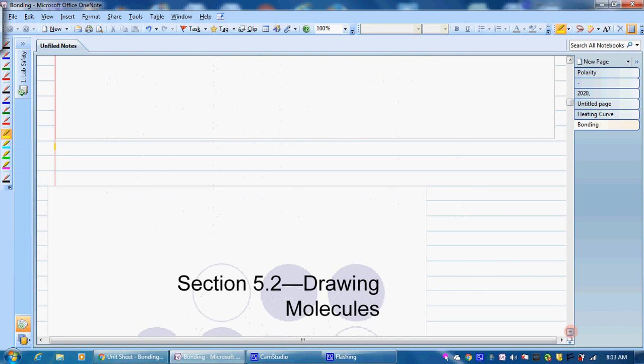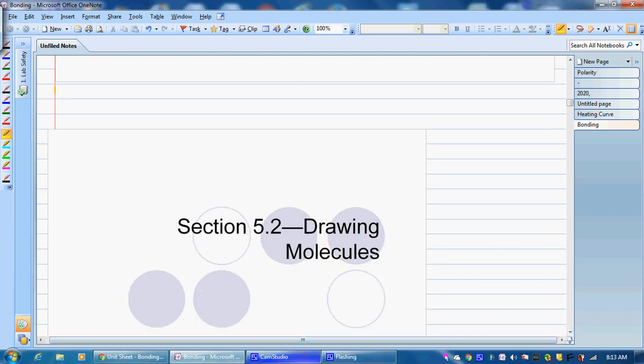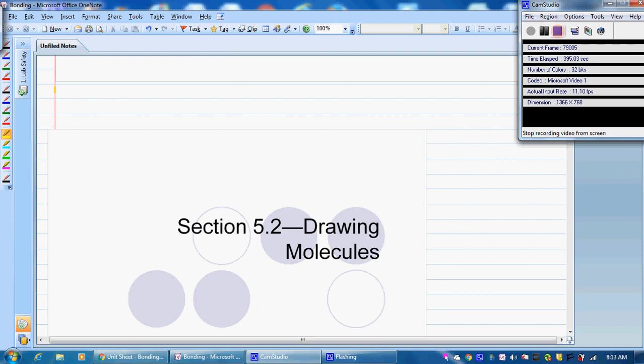That is the end of this section. All those different properties are going to be very important to remember.